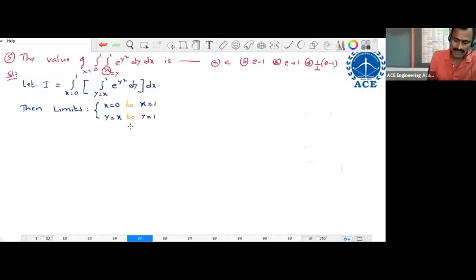According to these given limits, we draw the diagram. X is ranging from x equal to 0 to x equal to 1, or the x region lies between the lines x equal to 0 and x equal to 1. And y is varying from this curve to this curve only. Let us draw the diagram.